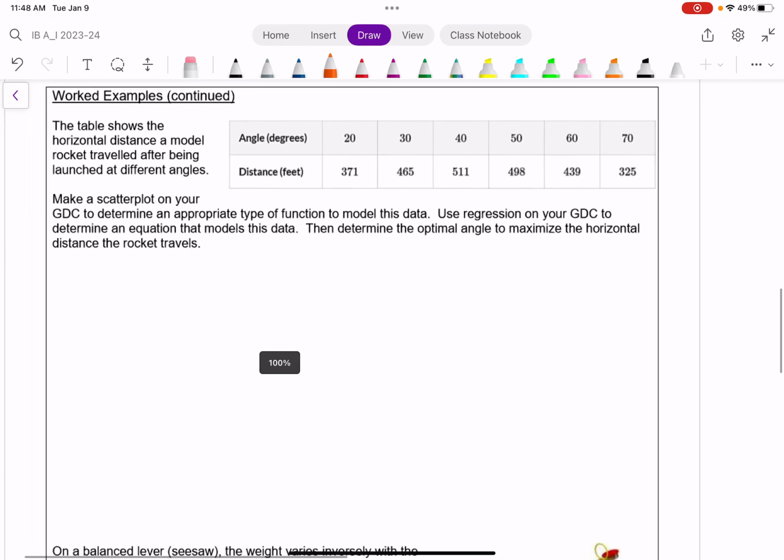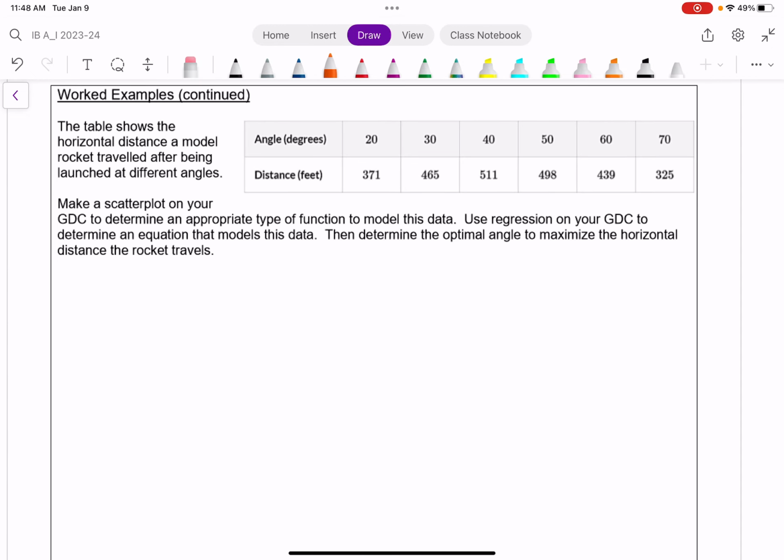So next question. I have a table of values here relating to the distance that a rocket has traveled when being fired from different angles. And so our first task is we want to graph this data, make a scatter plot, try to determine what would be an appropriate type of function that seems to model the data, and then come up with that model.